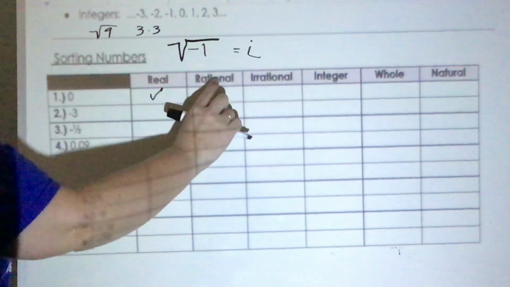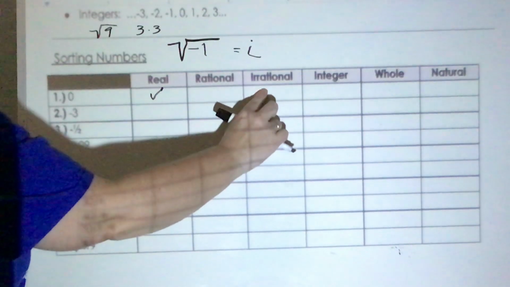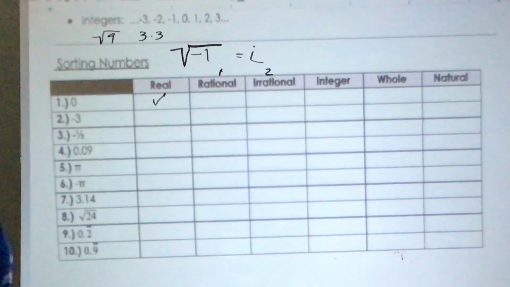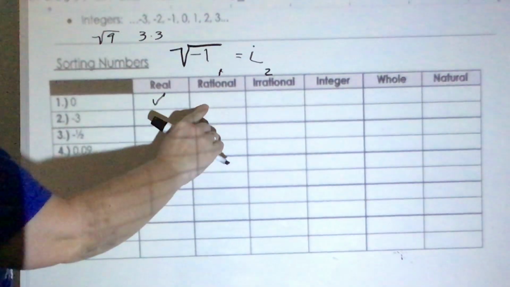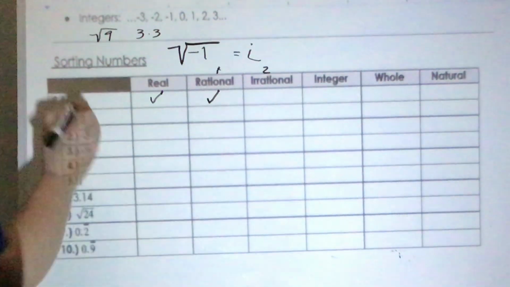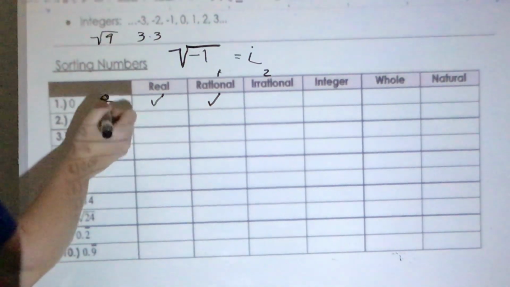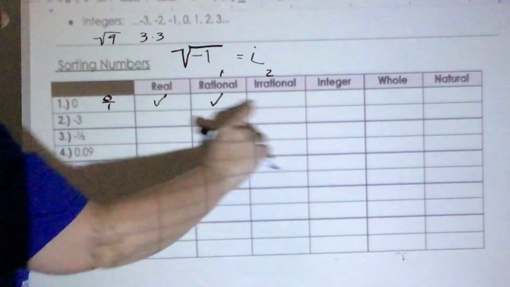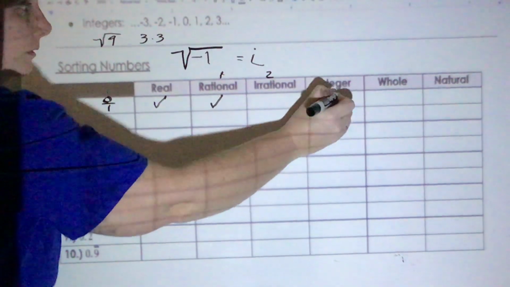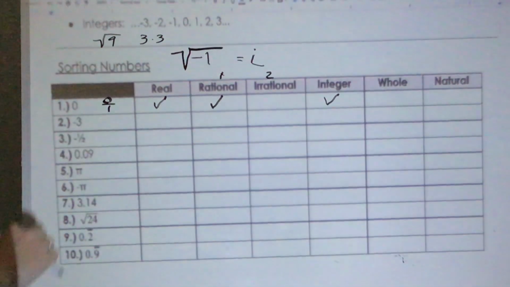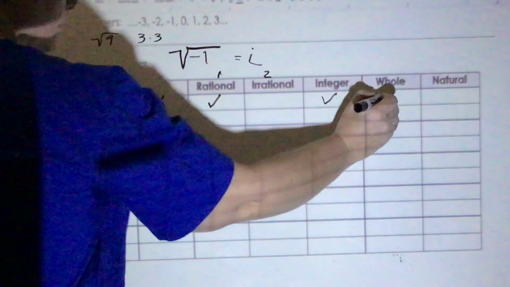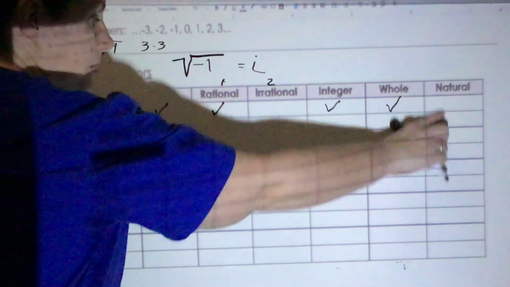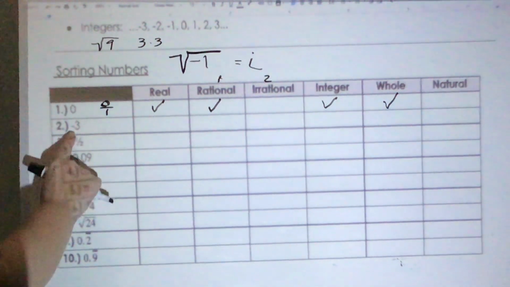0, now we need to decide if all of these numbers are either rational or irrational. They're only going to belong to one of these two. 0 is rational because you can make it into a fraction. You could write 0 over 1 if you wanted to, and that would equal 0. 0 is also an integer. 0 is also a whole number, but 0 is not natural. You don't count with the number 0. So natural numbers are the numbers you would count with.